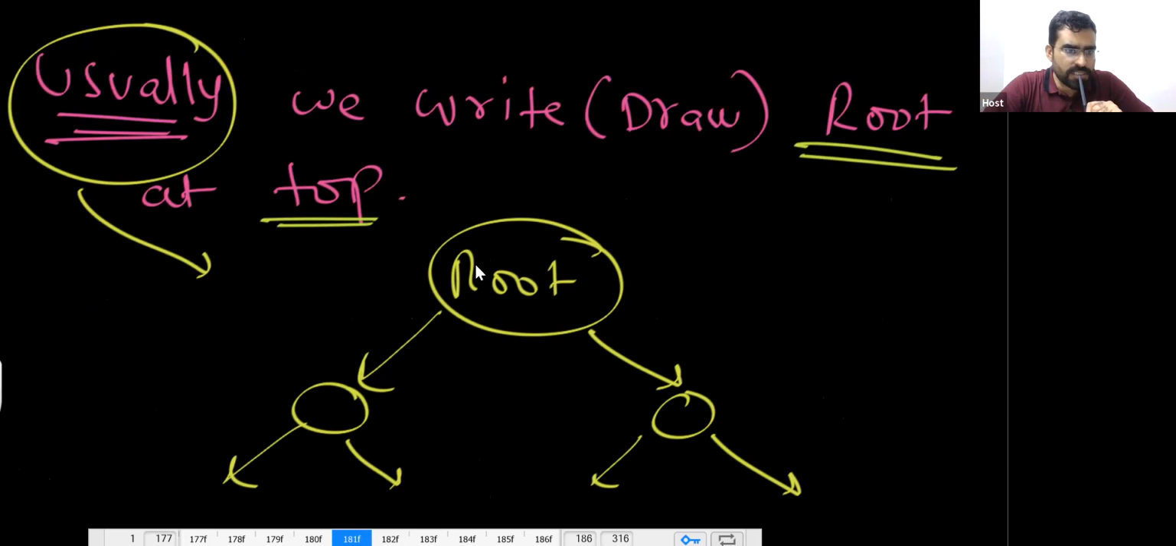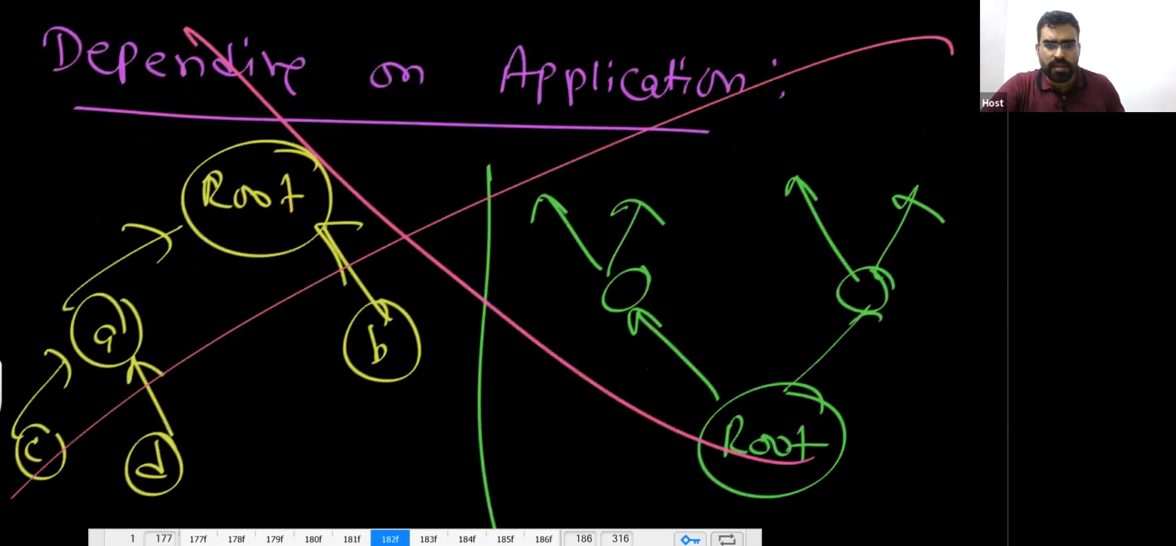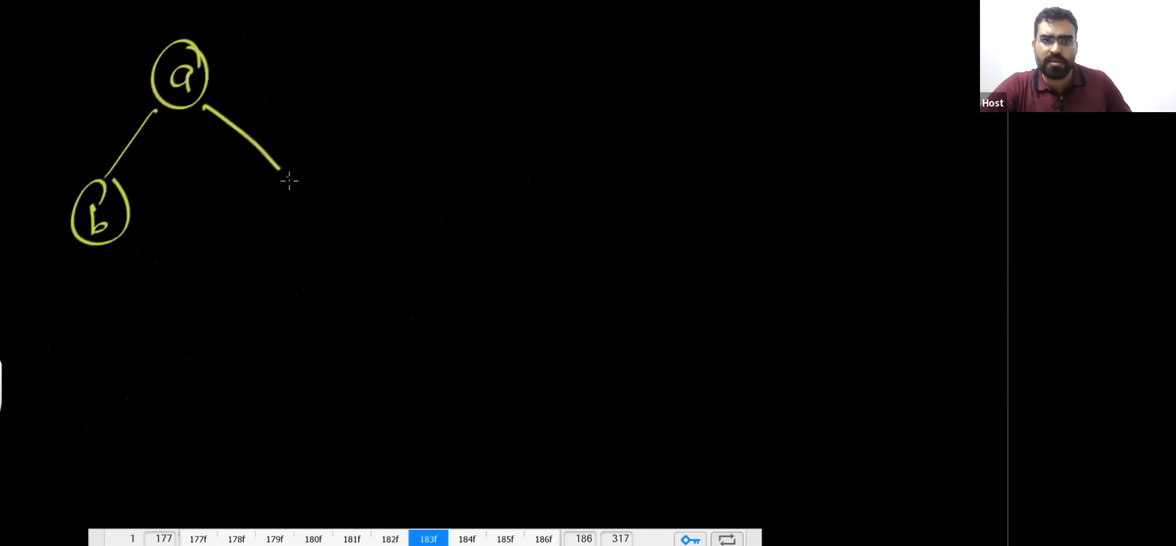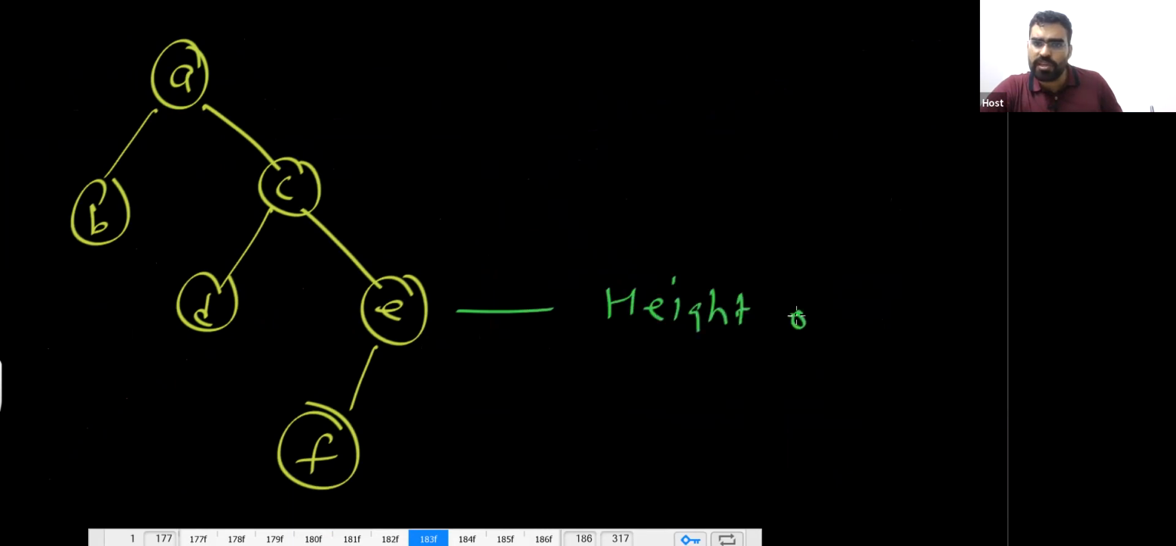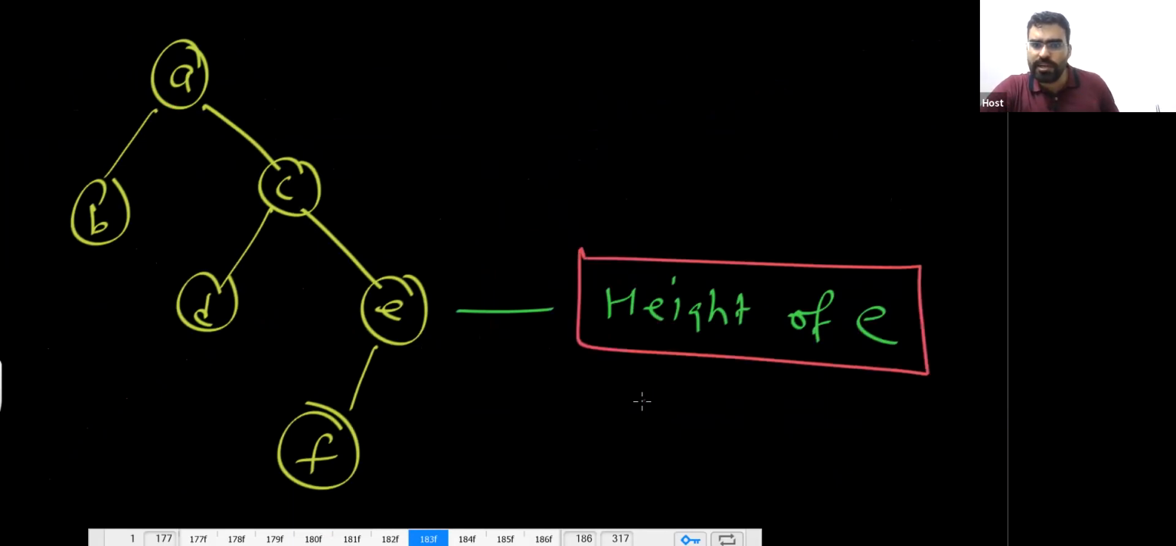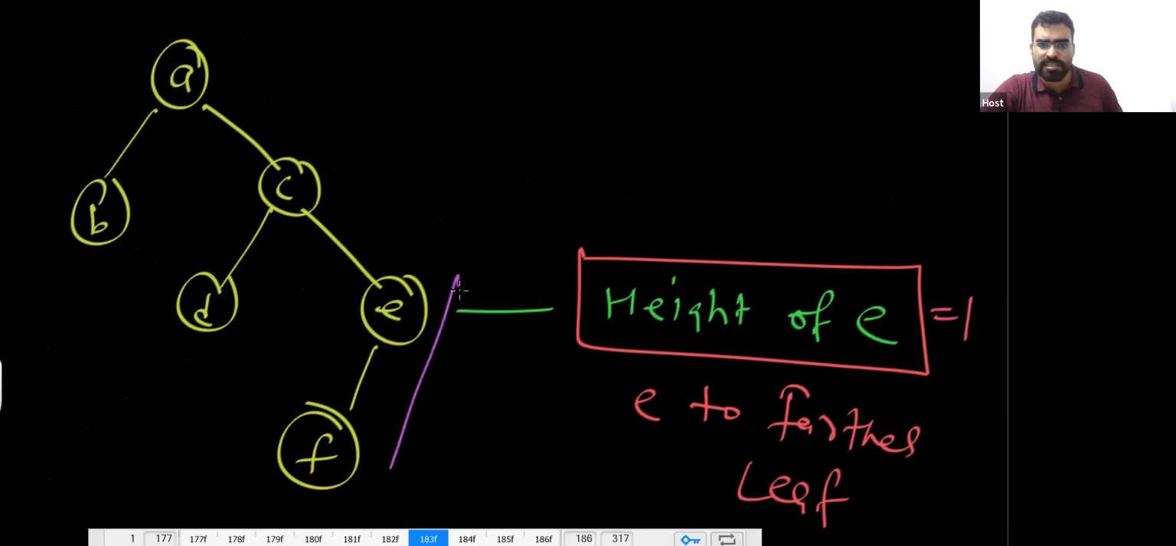Okay. Akash is asking, sir, in depth, we see from node X to root. For height, we see from root to node X. No, Akash, we don't do that. See, if I ask you, like A, B, C, D, E, F, what is the height of E? To find height of E, you will see from E to farthest leaf. So height of E will be 1.